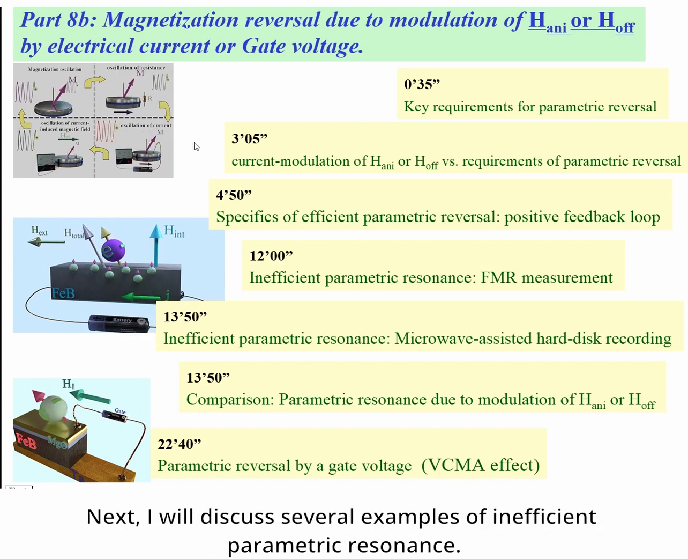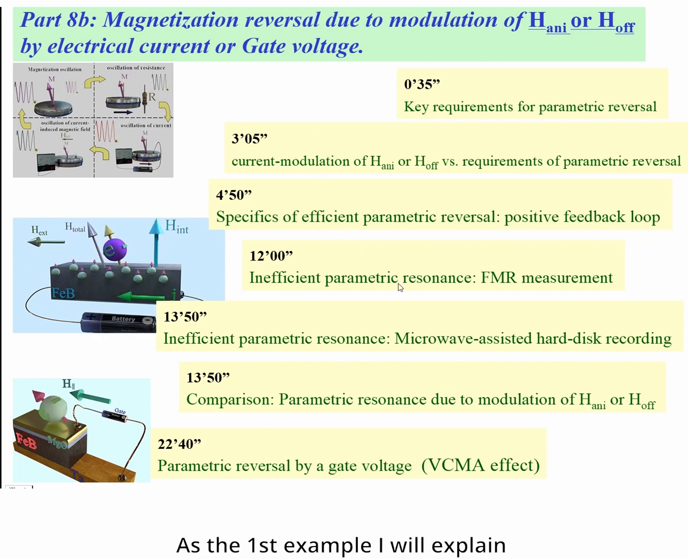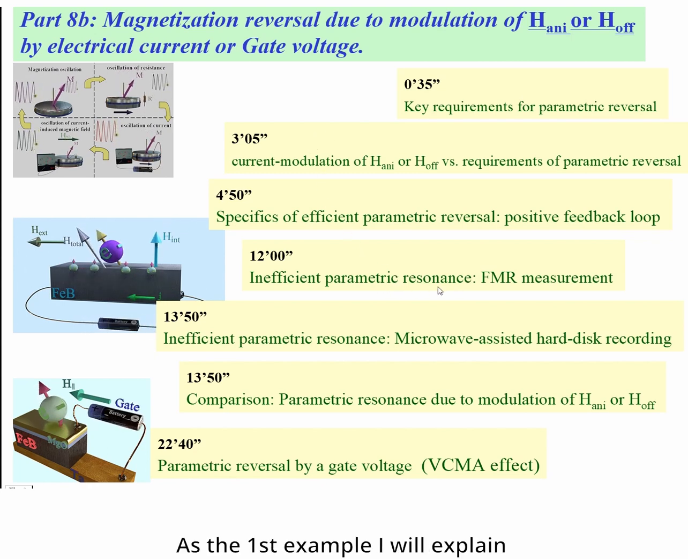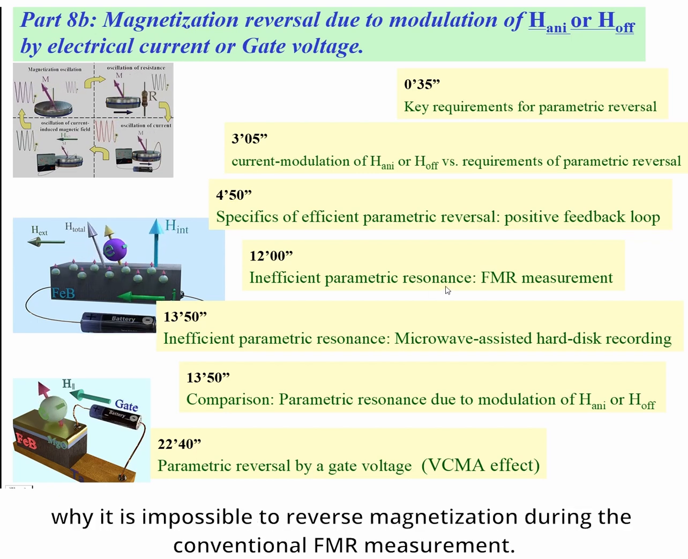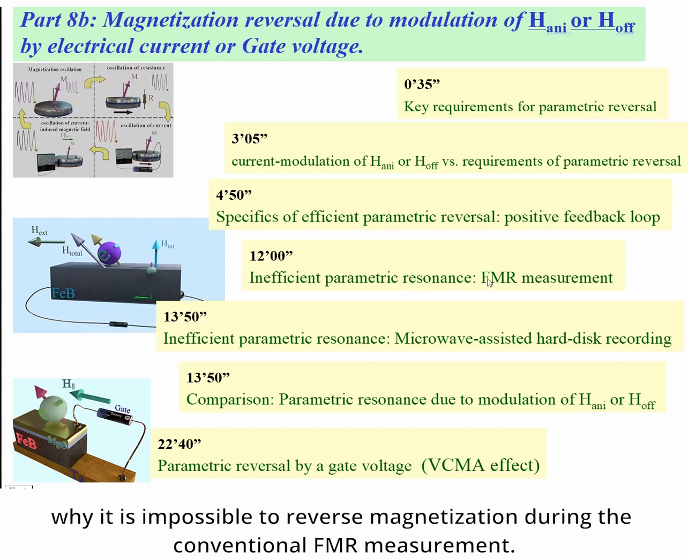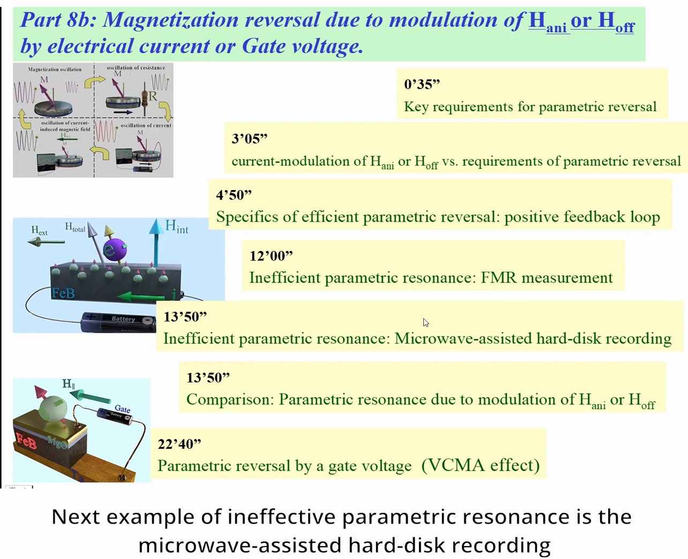Next, I will discuss several examples of inefficient parametric resonance. As a first example, I will explain why it is impossible to reverse magnetization during the conventional FMR measurement. Next example of inefficient parametric resonance is the microwave-assisted hard disk recording.